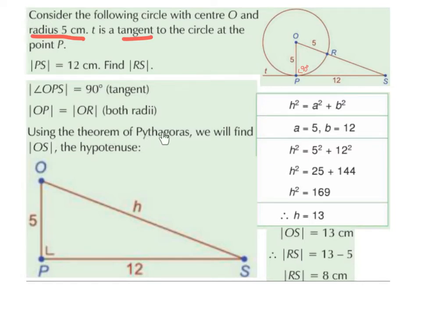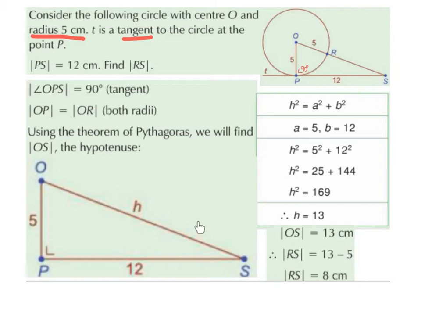So using the Theorem of Pythagoras, we're going to find OS, which is going to be the hypotenuse. So we actually have a right-angled triangle connected to our circle. And we're going to try and find the hypotenuse, which is from O to S, and then we can take off the 5 and we'll be left with RS.